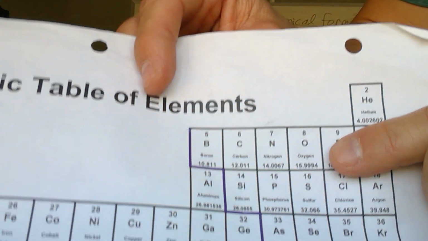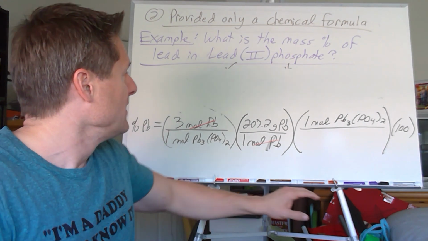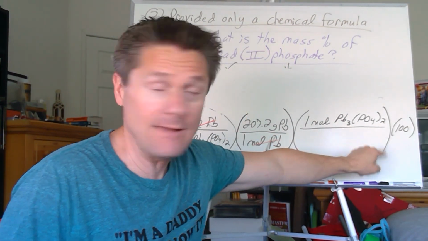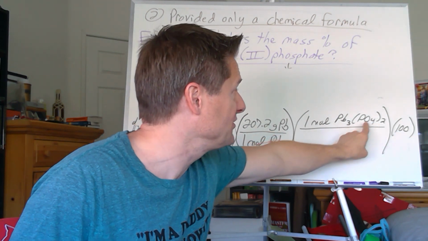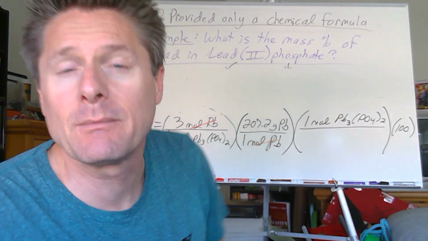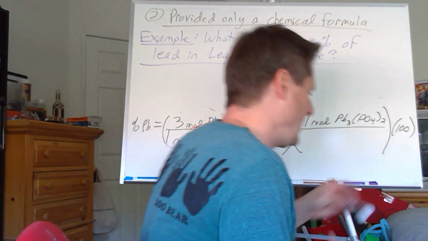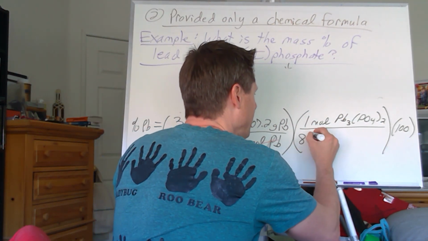And oxygen's 15.9994. So take 15.9994 times 8, right? 2 times 4 is 8. And then the phosphorus times 2. And the lead times 3, limited to 1 decimal place because of the lead. All right, what do you get? I get 811.5.